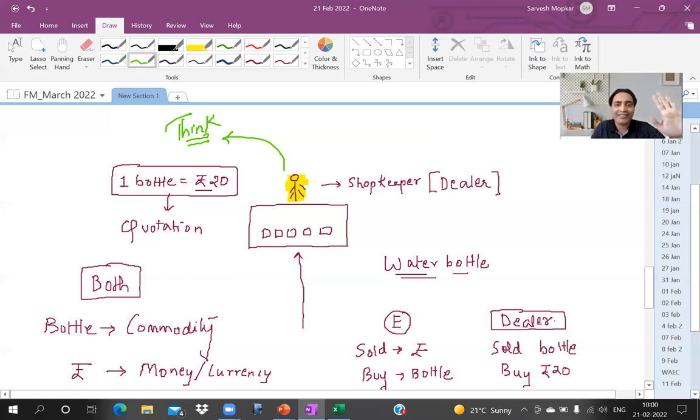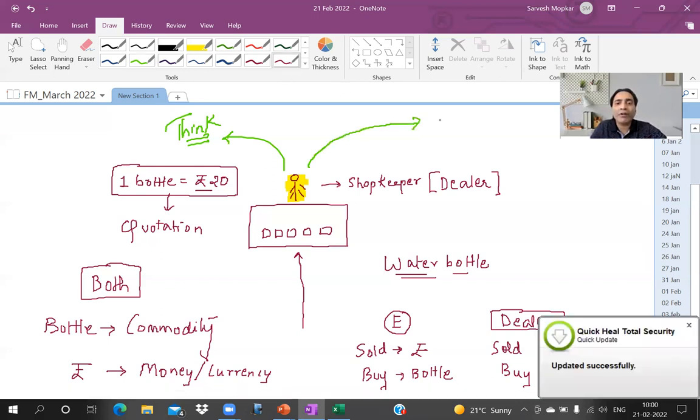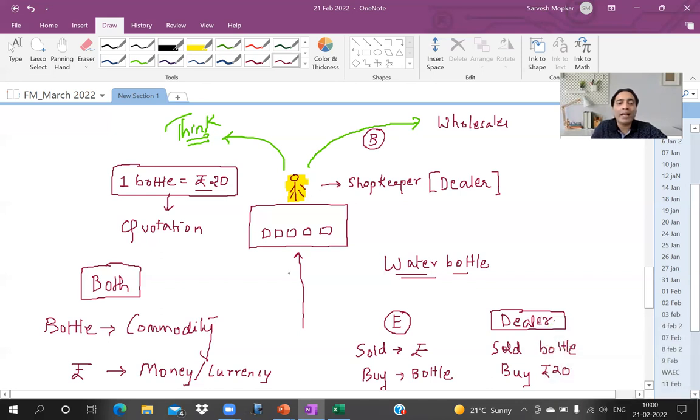So the dealer is the buyer as well as seller. Yes, he's selling the bottle to Elsa right now, but he must have also sourced it from somewhere, no? He must have also purchased it from some wholesaler or some manufacturer. So in this transaction, he was a buyer. Do you all agree? He has purchased bottles from the wholesaler and now he is selling it to Elsa. So dealers are both buyers as well as sellers. We look at him as a seller mainly because we are thinking from our perspective. From Elsa's perspective, who is this guy in the shop selling bottles? He's a seller. But actually, if you see the whole picture, he is a buyer as well as seller.